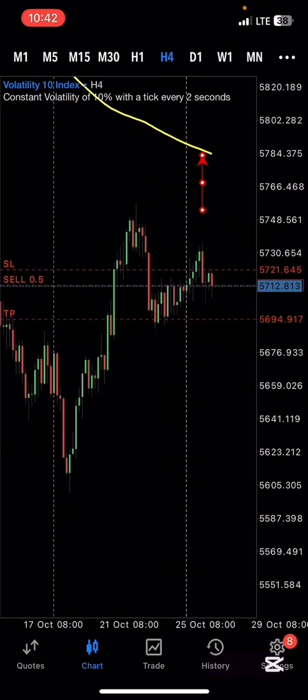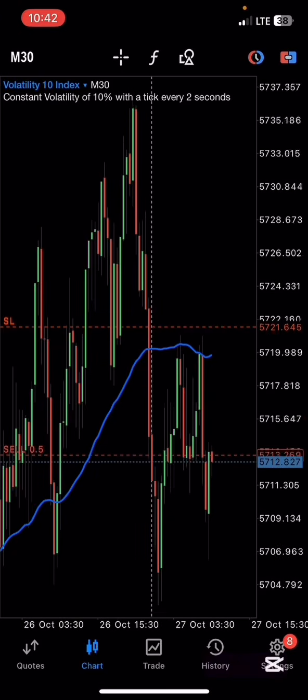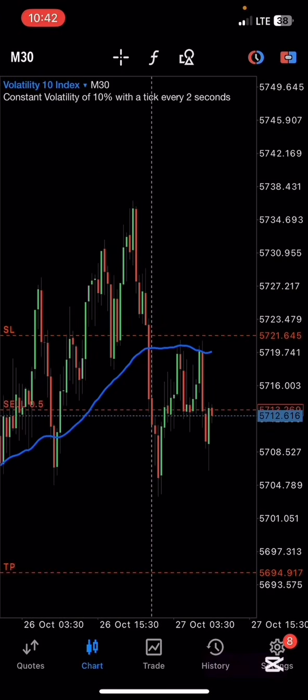Then you go to the 30 minutes time frame, because you can't be taking trades on that higher time frame based on your account size, because we are using a very small account. Now if you go to the 30 minutes time frame, all you want to see is a particular pattern forming near your moving average, with the moving average serving as resistance or support at that point.